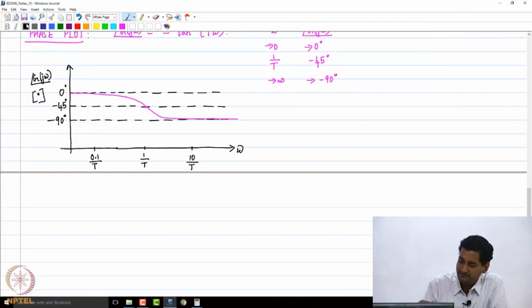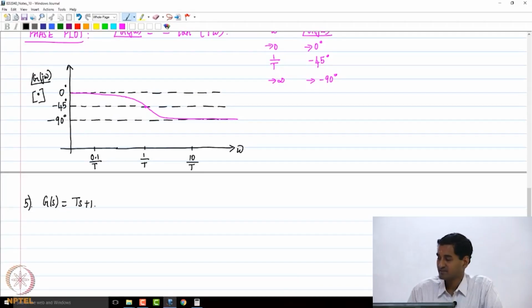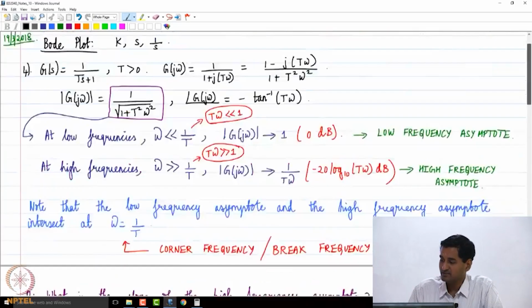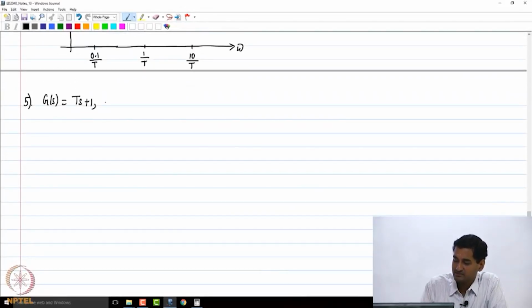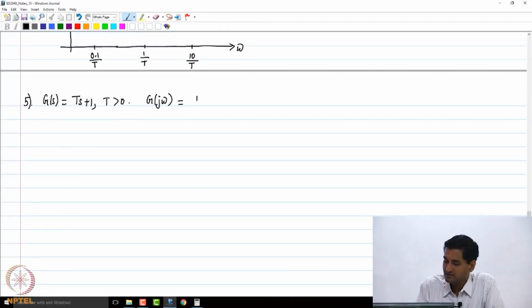So now what's going to happen when we have a factor of the form Ts plus 1? We considered 1 by Ts plus 1. Let us now consider the reciprocal, Ts plus 1, where T is greater than 0. So immediately we see that G of j omega is going to be T j omega plus 1. So this implies that the magnitude of G of j omega is going to be the square root of 1 plus T square omega square.